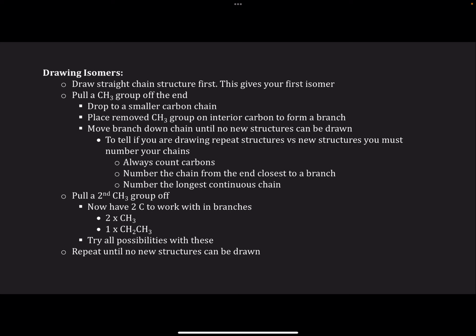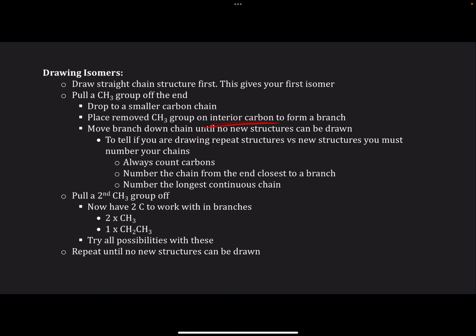Now, we have to have the same numbers of carbons and hydrogens always. So what happens is that CH3 group we pulled off the end becomes a branch. And we're going to place it on an interior carbon. And it always has to be an interior carbon. That is going to give us our second isomer. Now, if we have multiple interior carbons, what we're going to then do is move that CH3 group down the chain. We're going to place it on each of those different interior carbons until we can no longer draw new structures. Now we have to be careful here because in reality, an organic molecule can bend, it can twist, it can fold, it can rotate, it can turn around.